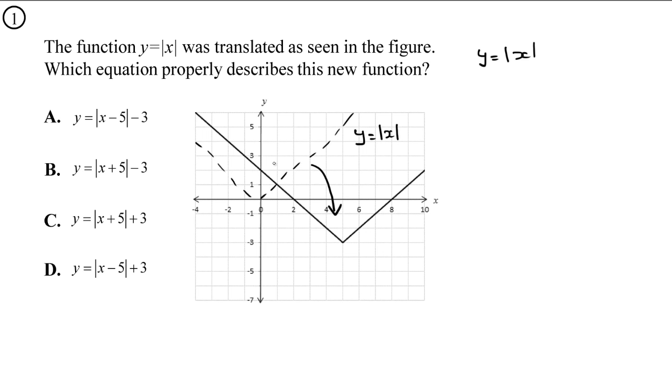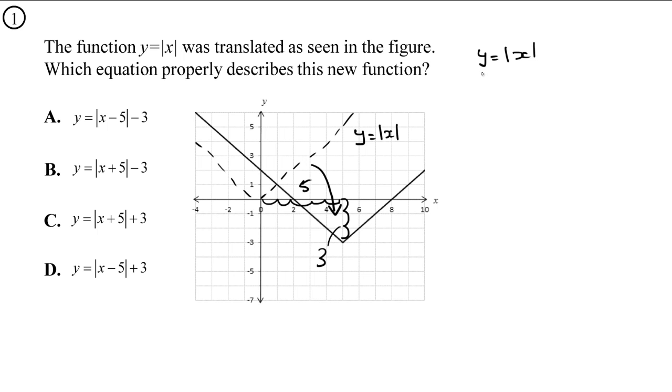So we can see that there's no horizontal or vertical stretches because it's the same shape. It's just been moved over to the right and then down. So it moved over to the right by 1, 2, 3, 4, 5 units, and it moved down by 1, 2, 3 units.